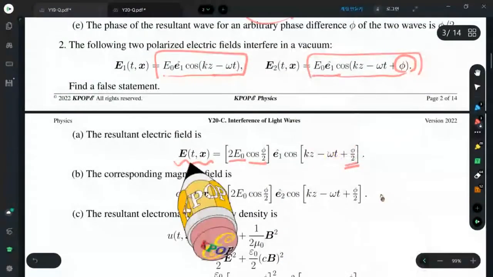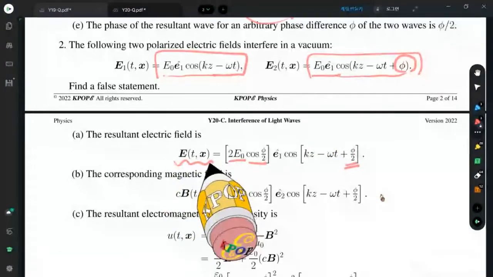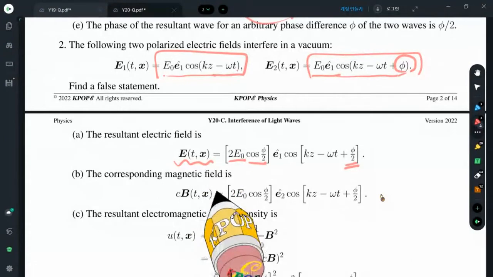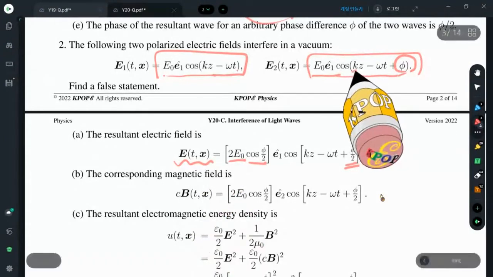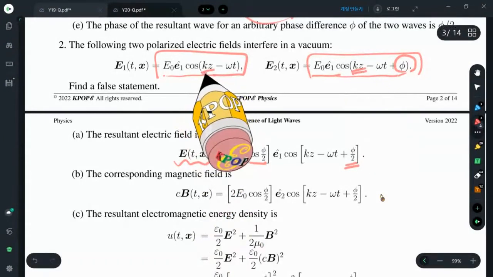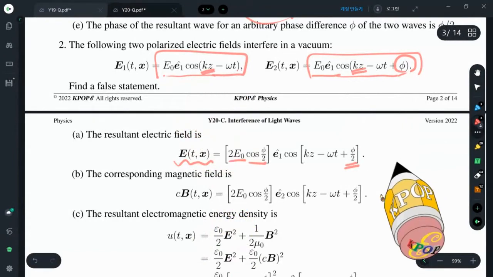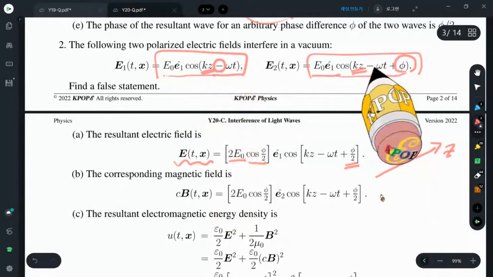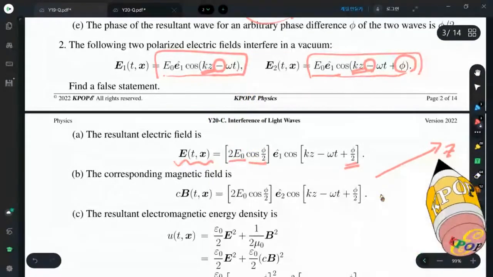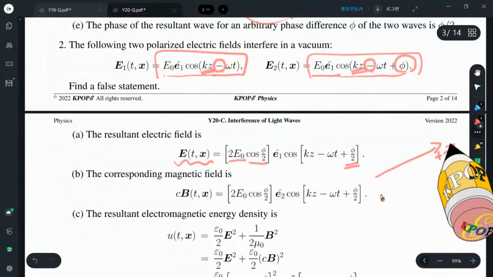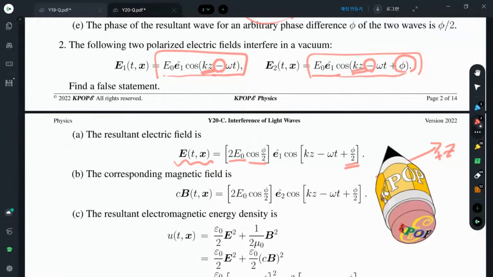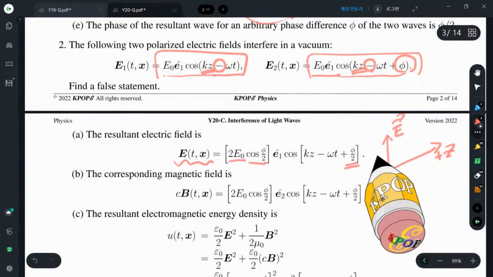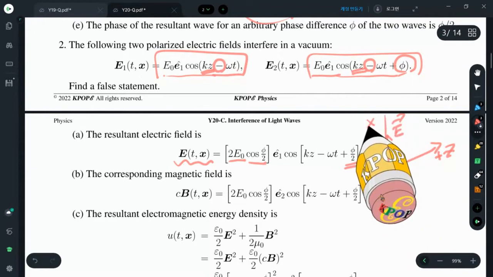Once the electric field is known, the magnetic field is completely determined. As we can see here, this wave propagates along the z-axis. Because it is a minus, it is propagating along the positive z-axis. We have the electric field here that is along the x-axis.